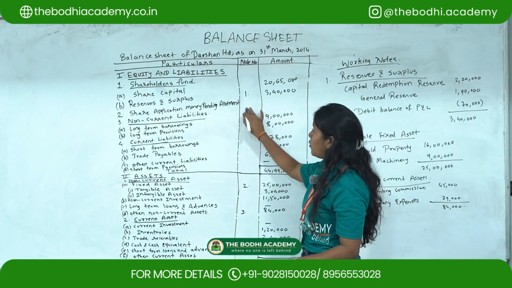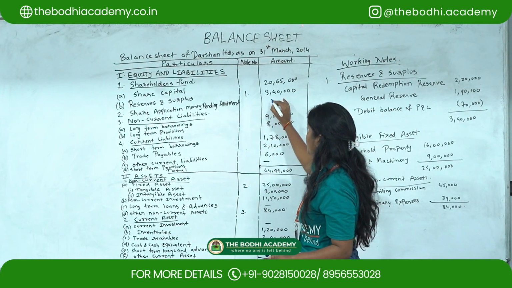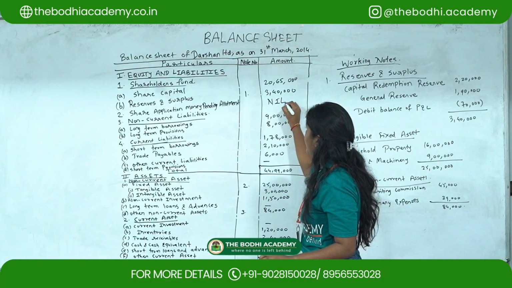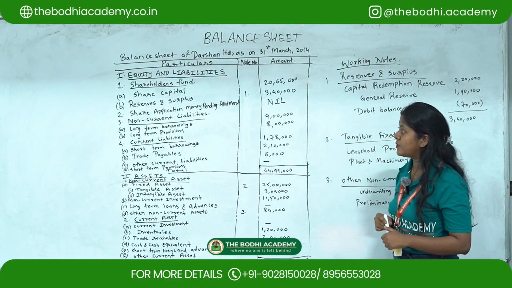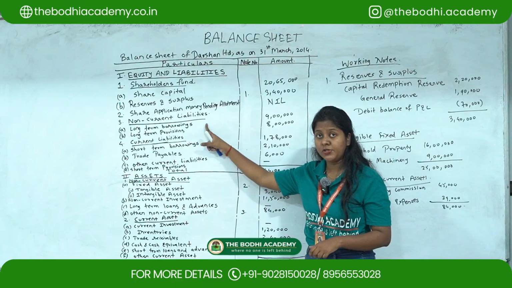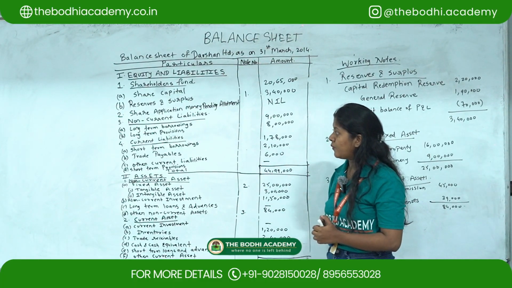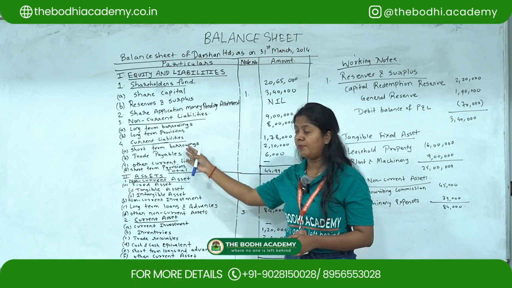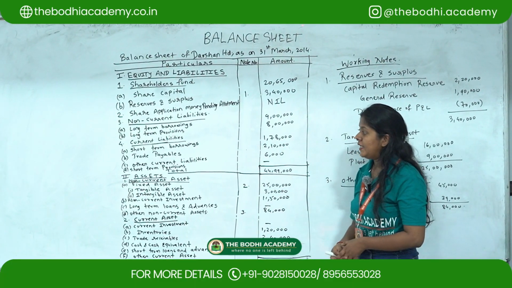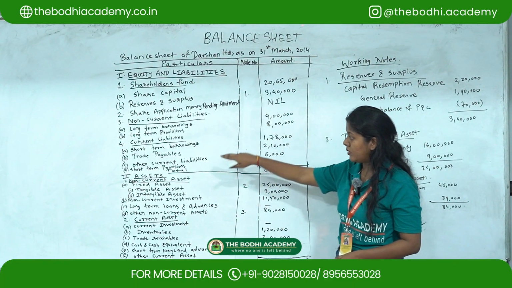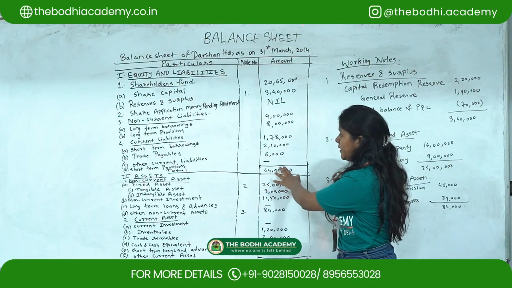For this, no accounting treatment is involved, so I have to write down nil. Okay. Then the third one is non-current liabilities. Under that come long-term borrowings, long-term provisions. Then the fourth one is current liabilities: short-term borrowings, trade payables, other current liabilities, short-term provisions. Then next you have to write down the total over here.